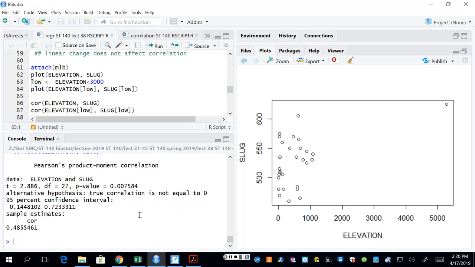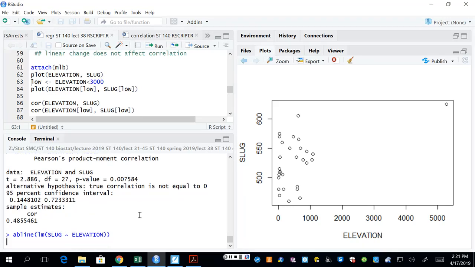So if you put an abline and you do a regression of the slug percentage, no, I just called it slug, as not percentage, as elevation. Put that on there, that's where the line goes. It might not go exactly through that point, but in terms of the graphing capability, it looks like it does. And so it pulls it up there.